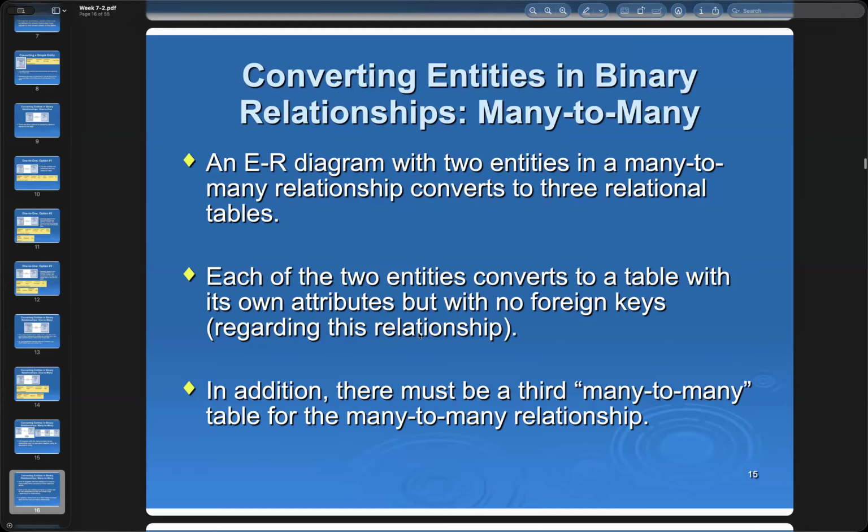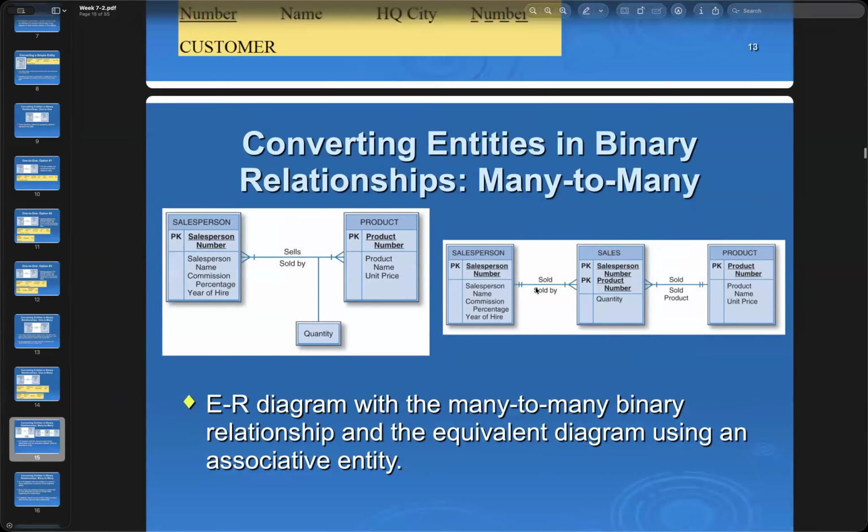Okay, so regarding this relationship, in addition, there must be a third table for the many-to-many relationship. So we break it down this way. So it's one to many and one to many. When we say it's a one-to-many relationship, we have two right here. And then we have the primary key of the salesperson and the primary key of the product numbers. You are welcome to give a new primary key instead of combining them. So let's call it the sales ID, and then assign it as a primary key. It is a good habit to assign this.